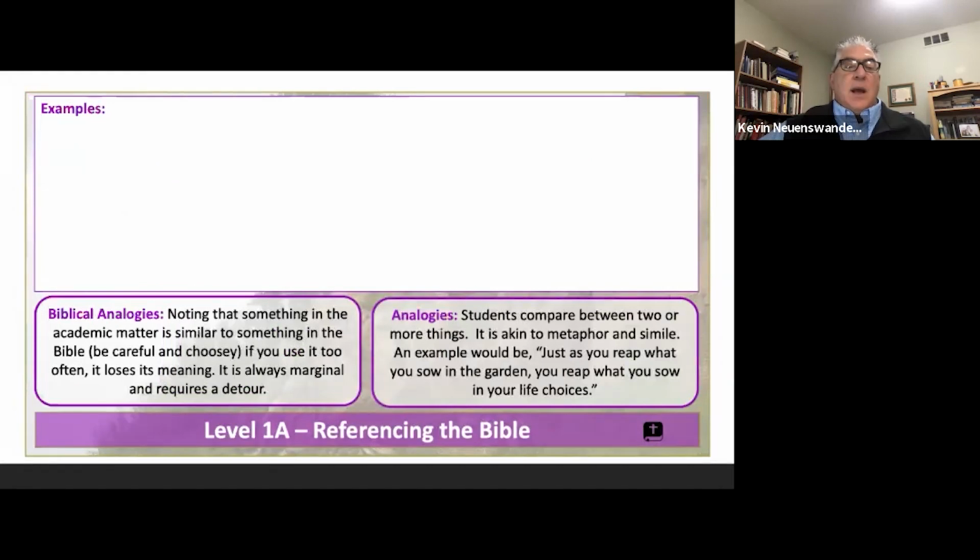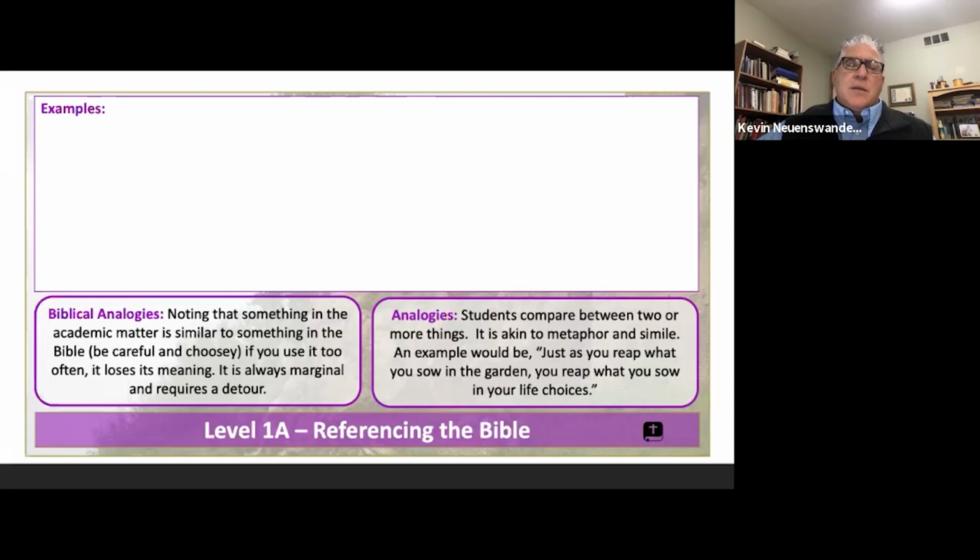So you see it's biblical analogy. So this is the analogy part. So noting that something in the academic matter is similar to something in the Bible. Be careful and choosy, because if you use this too often, it loses its meaning, and it is always marginal and requires a detour. What I mean by requires a detour is you have to stop what you're doing and go into the scriptures, which is great, but you don't want to do that all the time.